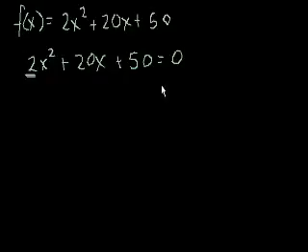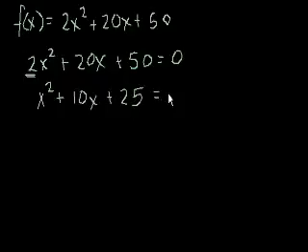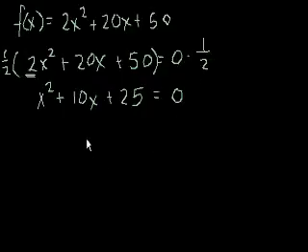So let's divide the whole equation, both the left and right sides, by 2. And I get x squared plus 10x plus 25 equals 0. So all I did is I multiplied 1/2 times this, the same thing as dividing by 2, and did times 1/2. And of course 0 times 1/2 is 0.